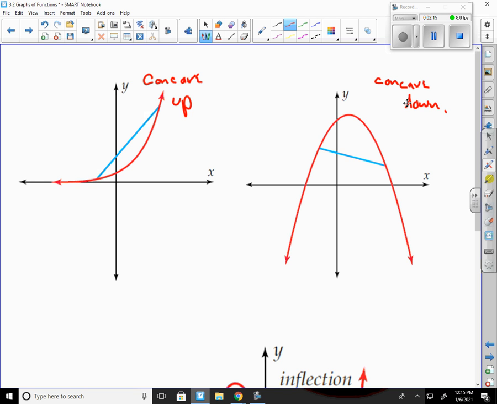In a lot of cases, you can look at it and kind of see whether it's concave up or down, even without the line. Like if I look at this, it kind of reminds me of a cup, right? Or a bowl. And if it could hold water, it's concave up. If it can't hold water, it's concave down. This is kind of the shape of a bowl. If I put a little lid on here, it's like a little Tupperware.